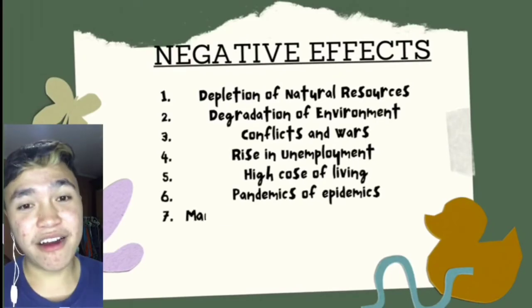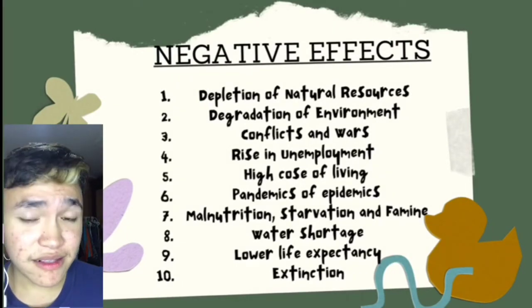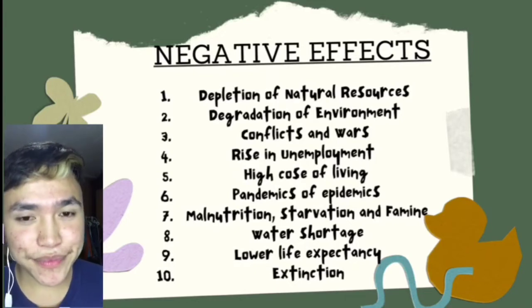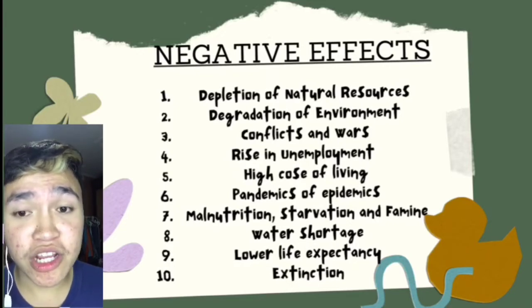On the other hand, these are the fatal negative effects. So I'll just read some of these negative effects. So first is the depletion of natural resources. The effects of overpopulation are quite severe. The first of this is the depletion of resources.